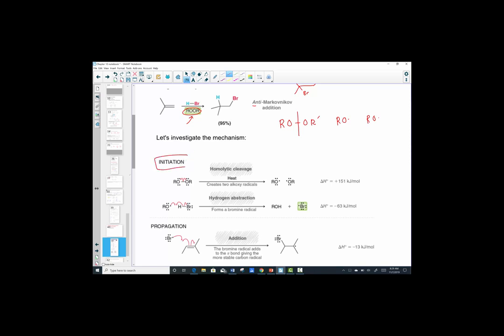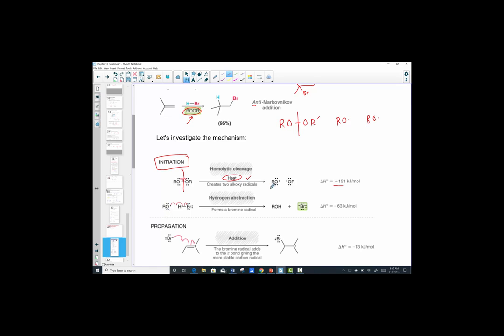So the initiation, we've learned, is the first step because it creates radicals. That's the job of the initiation step, to create radicals. And we have a homolytic bond cleavage in the presence of heat that creates two alkoxy radicals. Again, an endothermic process. It requires heat. An endothermic reaction must have an energy input to occur. So the peroxide's job is to undergo an initiation step in which the bond is cleaved, creating radicals.